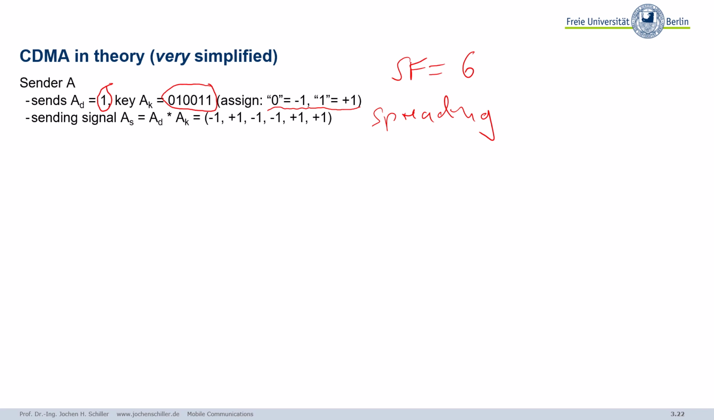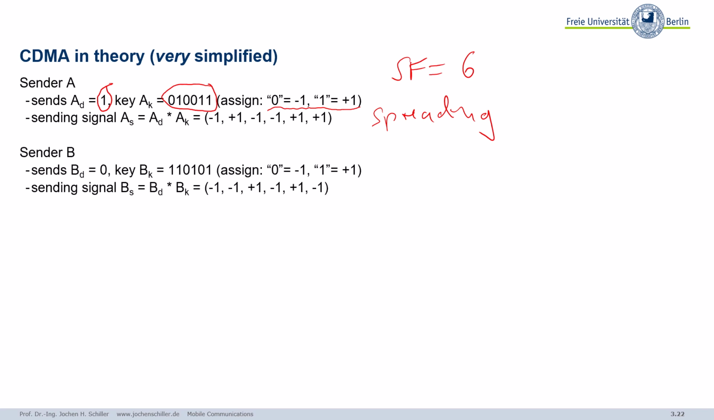Okay, now we do the same for another sender. Here we want to send a bit with the value 0. We use again a key of 6 chips, +1 +1 -1 +1 -1 +1. Then we calculate our sending signal: -1 -1 +1 -1 +1 -1. Now what happens when we send both signals over the air? Again, a simplified example, no noise, and we assume we send those signals starting at the same time.